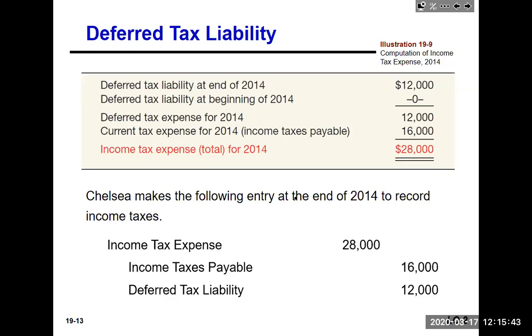Very simple. But things aren't simple in business. And here we see that we're going to have income tax payable, meaning that's what I'm going to cut a check to the IRS for, 16,000, and the difference I have to account for because I'm going to have to pay it eventually. That's 12,000 that has to be set up as a liability.